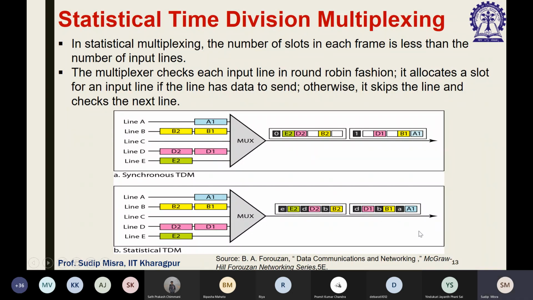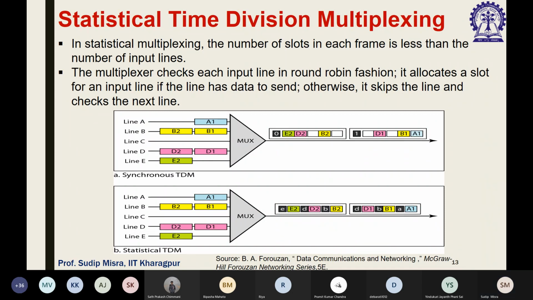So that's statistical time division multiplexing. The statistical time division multiplexer checks each input line in a round robin fashion, and it allocates a slot for each input line if the line has data to send. Otherwise, it skips the line and checks the next line.